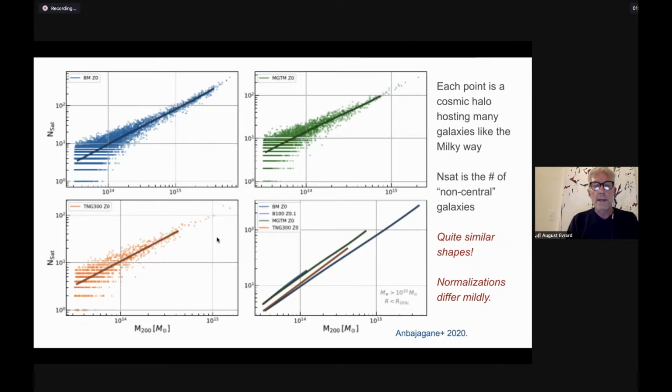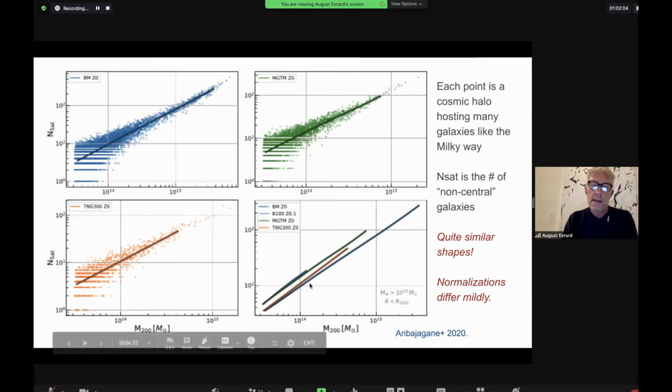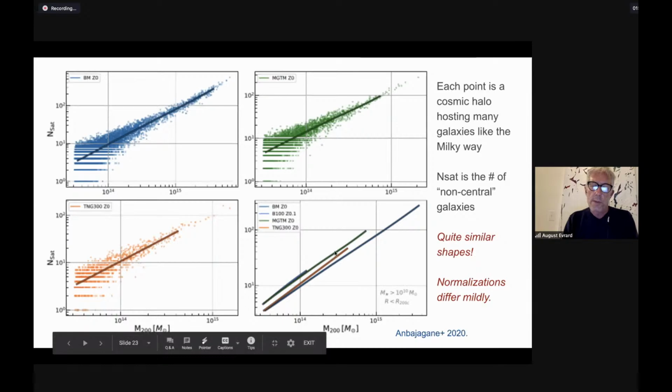3 independent simulation teams trying to solve the same problem. And the question here is just how many galaxies form in a halo at redshift 0, at the present epoch. And down here is showing you the mean behavior that's fit by these lines. They're off a little bit in normalization, but the shapes are actually pretty similar.